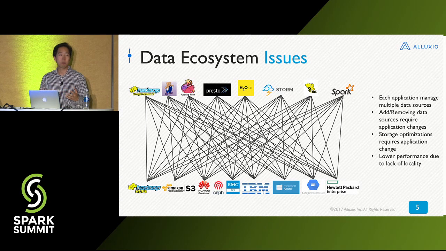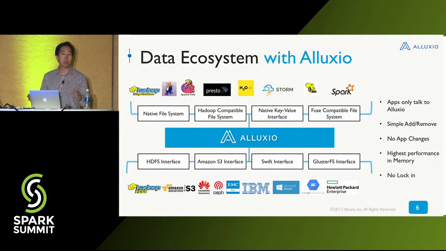It's also difficult to manage all these different connections, possibly. So it can get pretty difficult to add and remove different storage systems or different computation frameworks. And in addition to that, some of these storage systems are inherently remote from the computation. So you can incur some performance degradation by going into this type of model. So this is where Alluxio comes in.